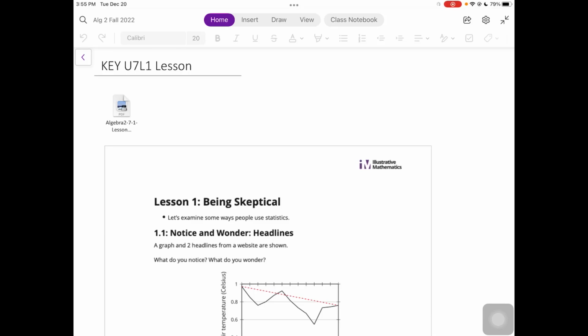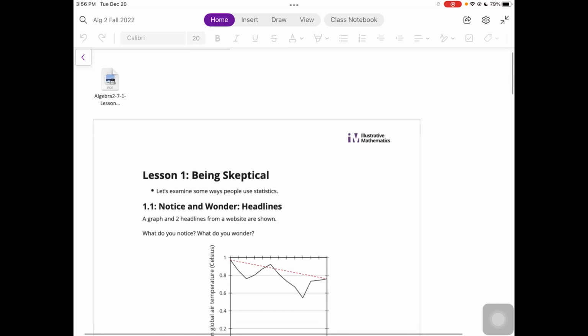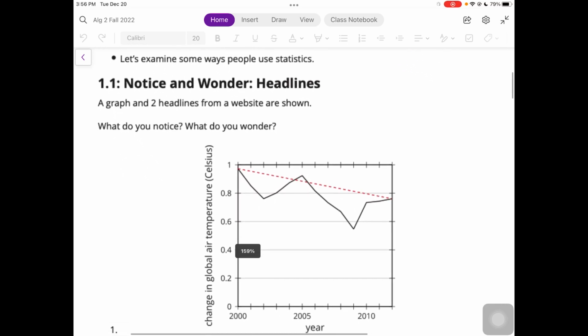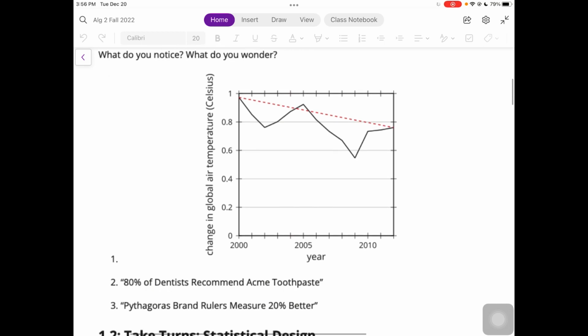So let's take a look at Unit 7, Statistical Inferences, Lesson 1, being skeptical. All right, and so the first thing we have is our notice and wonder, and it's called headlines. We're looking at some ways that people use statistics. We have this graph, and two headlines from a website, down here. They don't actually have anything to do with each other. It's just three things that are pulled from a website.